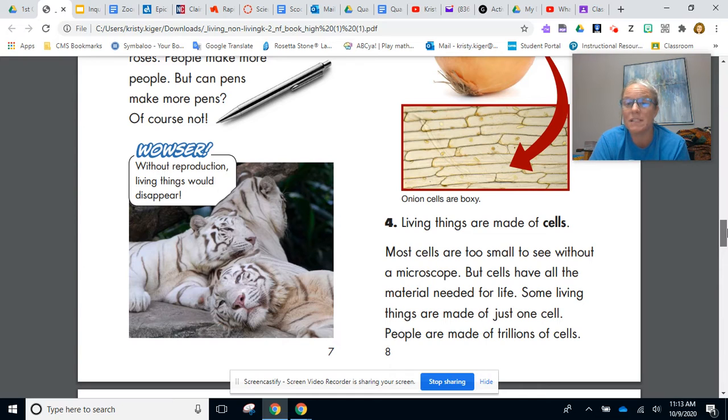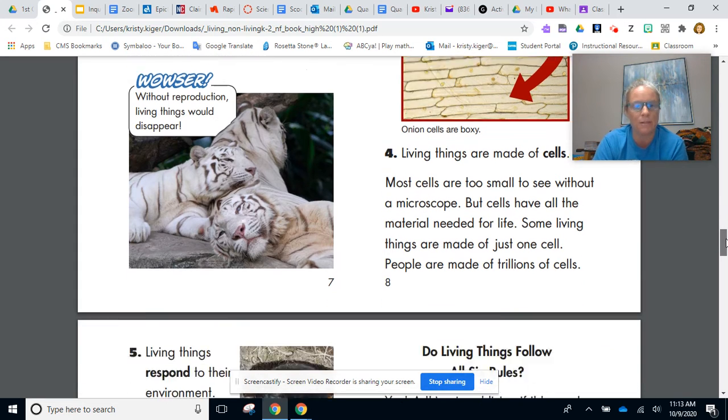And here is talking about number 4. Living things are made of cells. Most cells are too small to be seen without a microscope. Ooh, a science tool. But cells have all the material needed for life. Some living things are made of just one cell. People are made of trillions of cells. So here are the onion cells, and they are very boxy. They kind of look like rectangles.